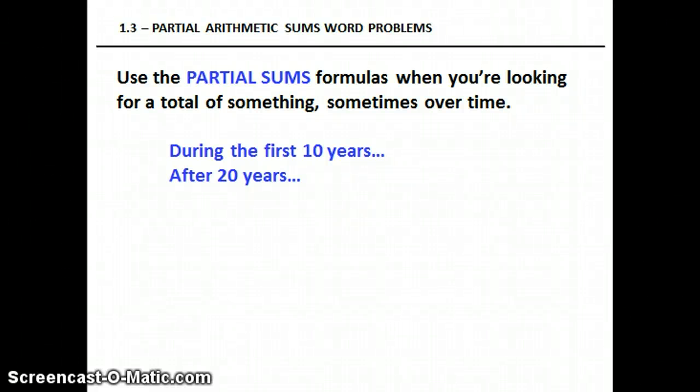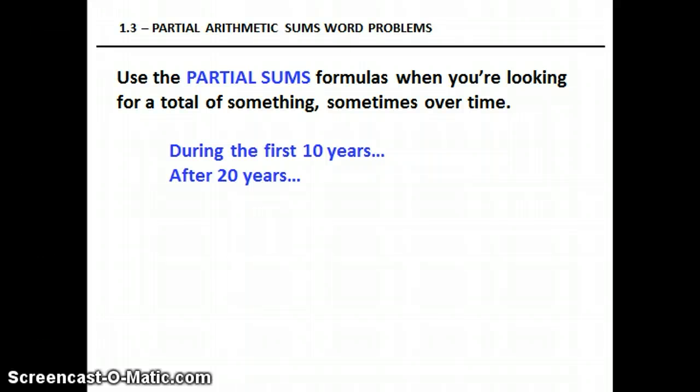Okay, this is about partial sums for arithmetic sequences. And when we have partial sums, there are usually going to be some kind of a clue where it says over the first 10 years, or during the first 10 years, or after 20 years, or there's probably going to be some kind of a time element where they want you to add up things over time, like for so many years, what's it going to be? You're supposed to add them up.